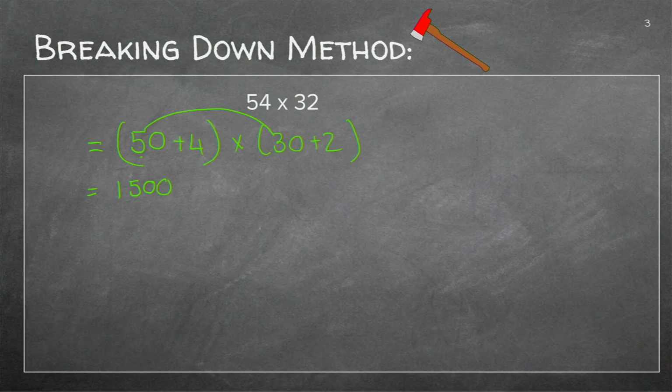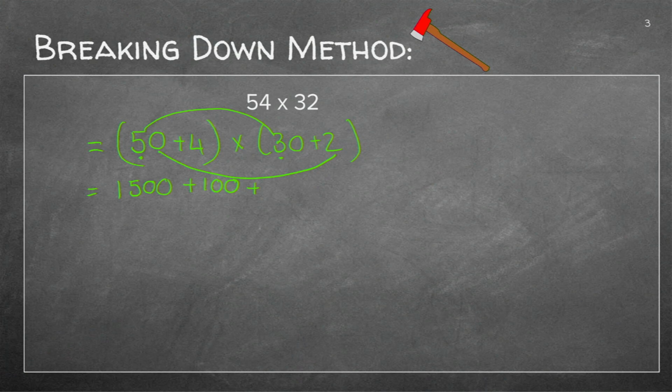So here I said 5 times 3 equals 15. There's two zeros, one at 50 and one at 30. So we put the two zeros back. Then we've got 50 times 2, which is 5 times 2 equals 10. Put the 0 back. Now I multiply the first number's tens with the second number's tens and ones.